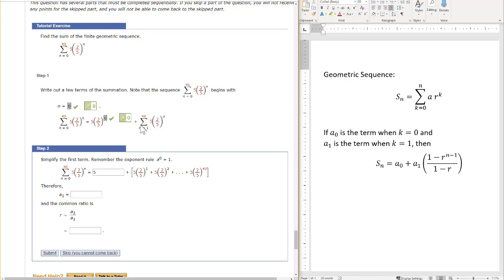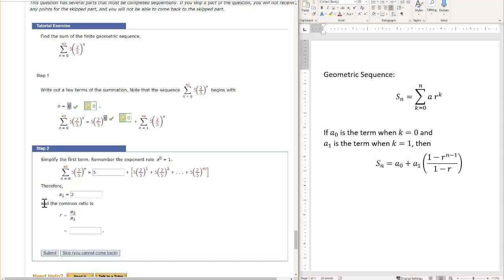Meanwhile, they took the rest of the sum and put it together here when n starts with 1. And then it goes to 2, and then all the way up to 40. So the next term is 5 times 2/5, and 2/5 raised to the first power is just 2/5. So 5 times 2/5, you can cancel the 5's out and just get 2. And so the very first term here is 2, and that is called the a sub 1 term.